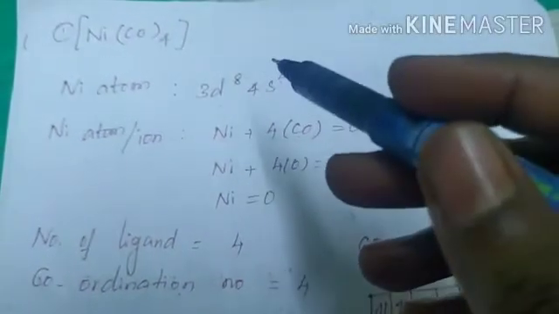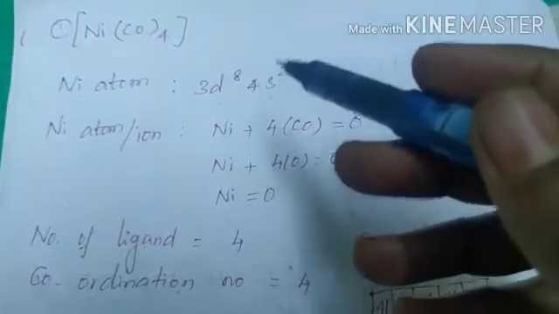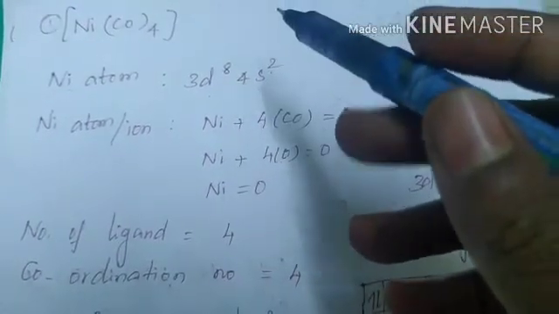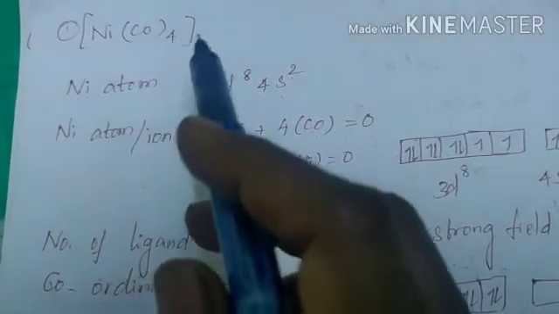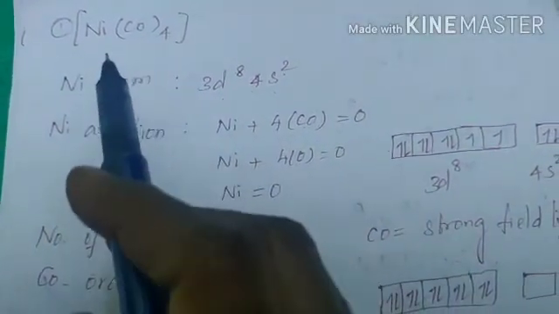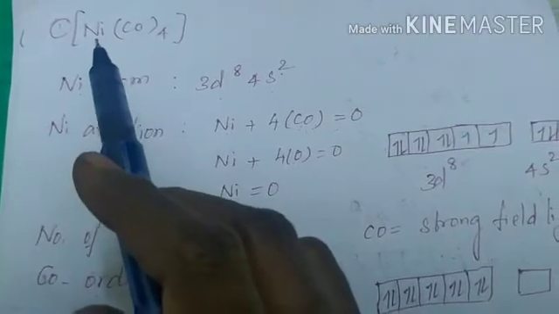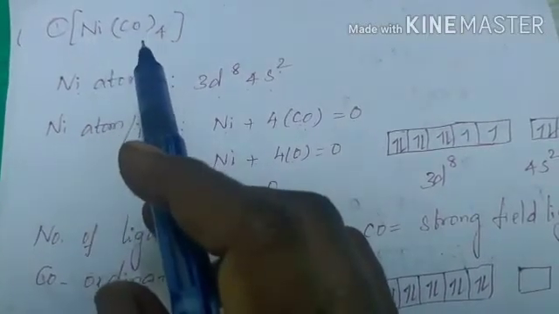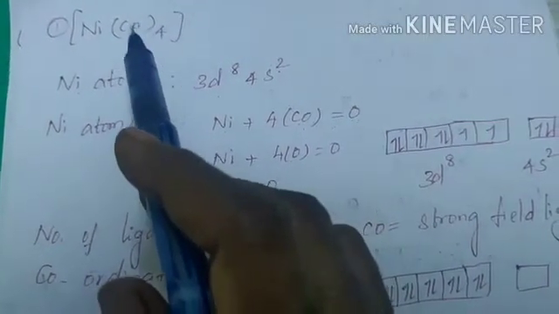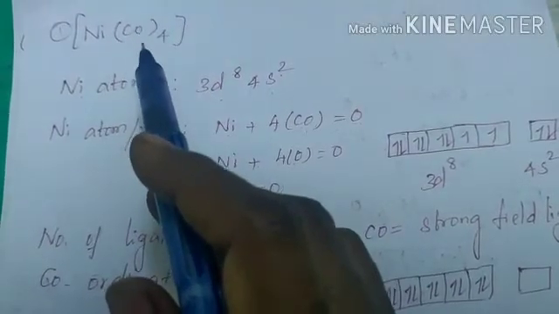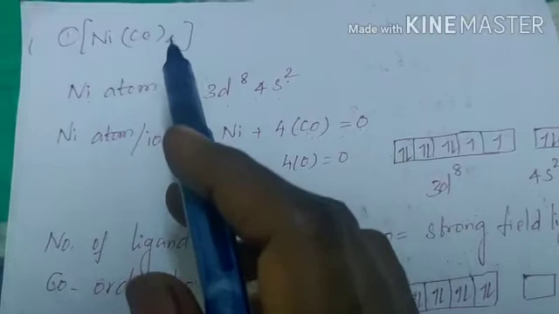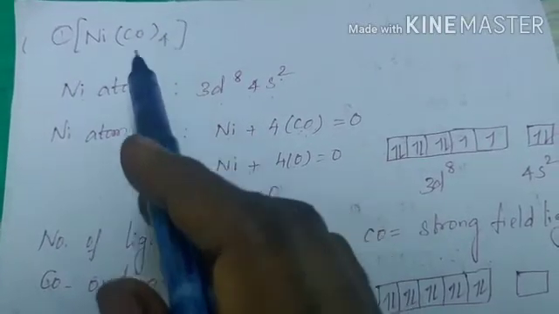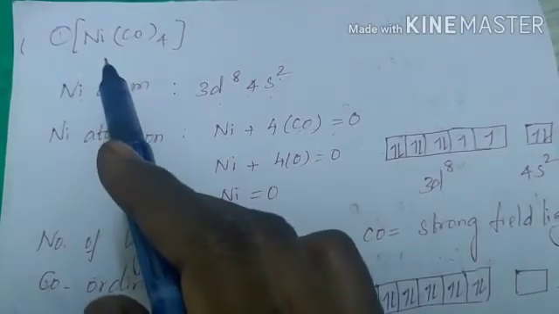Next, we see the explanation of valence bond theory by using some complexes. First one, Ni(CO)4, square bracket. In this complex, the central metal atom is nickel. The ligand is carbonyl. Carbonyl is a strong field ligand. Next, the number of ligands is 4. So, coordination number 4.